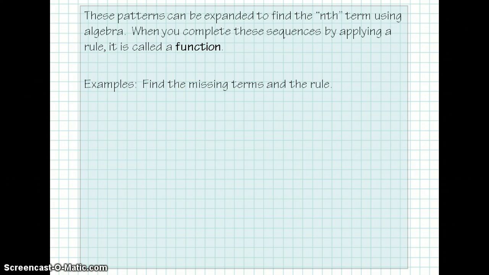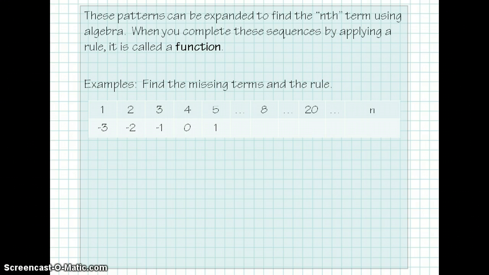So let's say I've got this sequence here. My first term is going to be negative 3. Then I have negative 2, negative 1, 0, 1. And so then it goes 2, 3, 4. But now I want the 20th term. And I don't really want to sit there and just be counting on my fingers how far that's going to be.